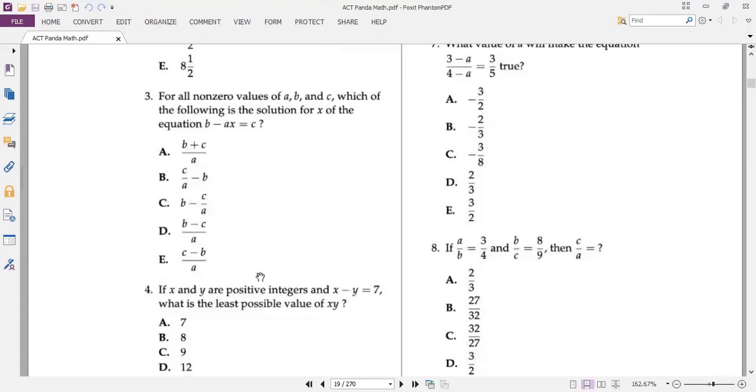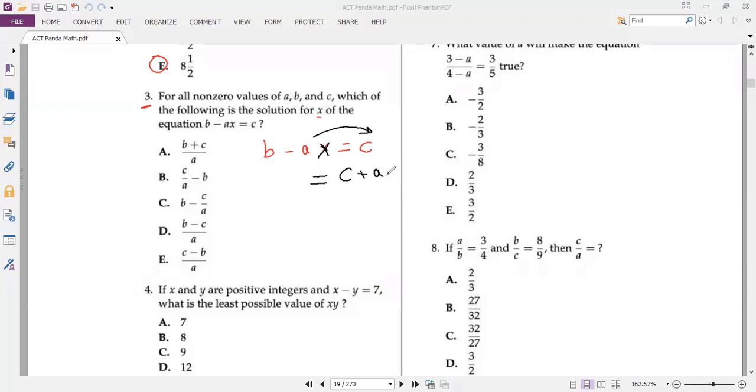Very, very easy one. Number 3: for all non-zero values A, B and C, which of the following is the solution for X, he wants in terms of X. So all we have to do here without any calculator, just put AX out with a different sign as a transitive.